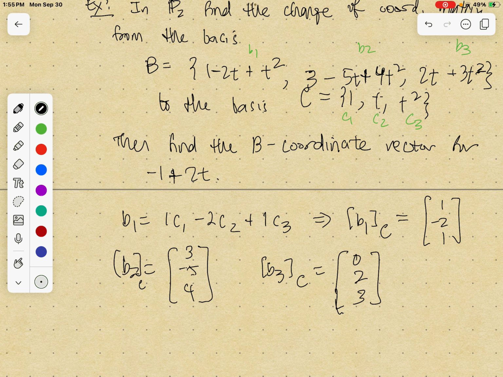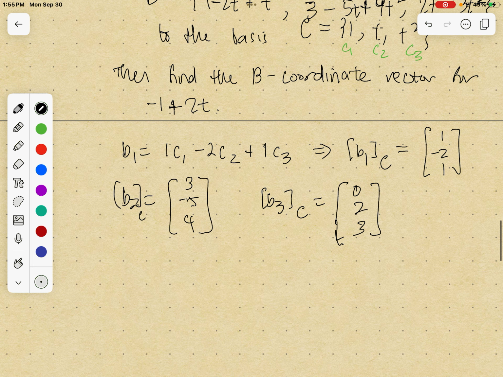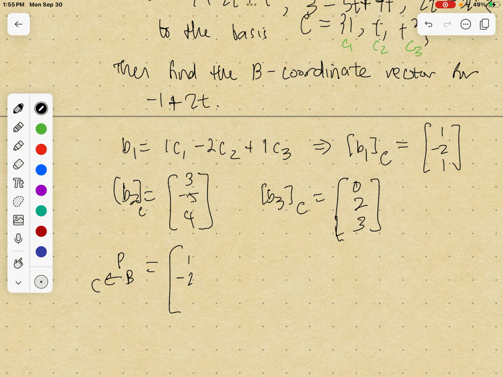And so the change of coordinates matrix from B to C is the matrix with these 3 columns. The first column is 1, -2, 1. Second column is 3, -5, 4. Third column is 0, 2, 3.